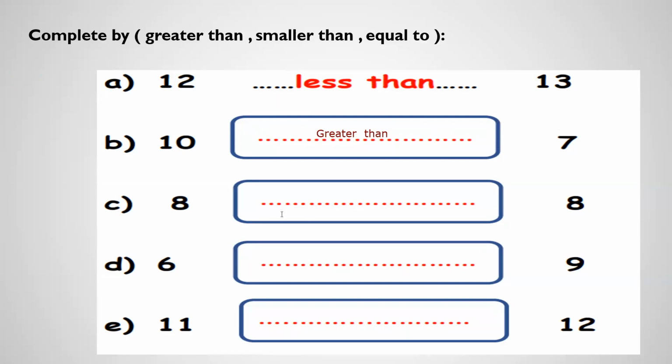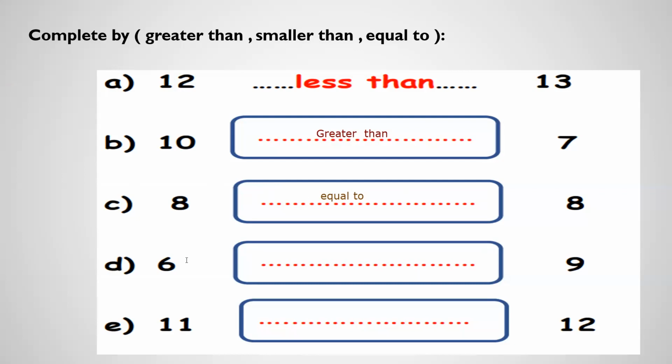See, here we have 8, and here also we have 8. When they are the same, we put what? Which word? Yes, equal to. So we are going to say 8 is equal to 8. It means that they are the same.